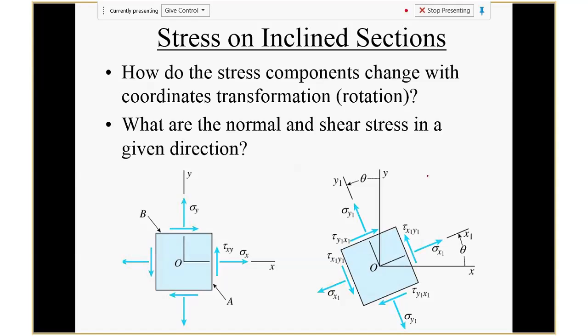So if I want to know what the stress is in this direction, this is the x1 direction, I want to figure out what's here. Basically, I can make a cut here. I cut this direction, so I cut this element, and I can look at this element. What will be the stress? And that's what we do here.